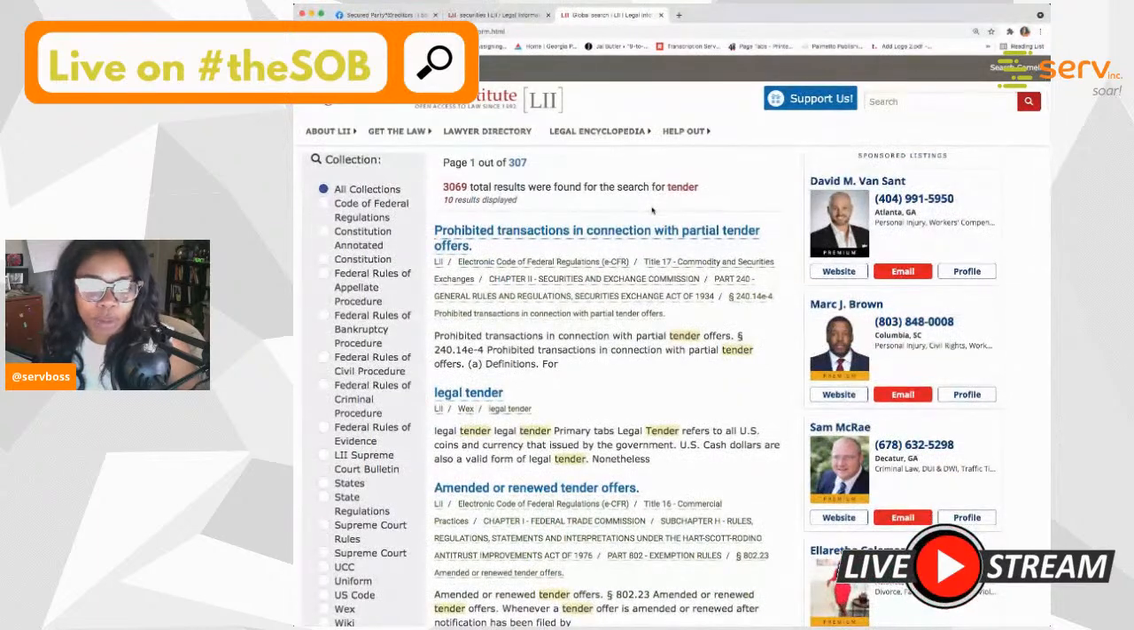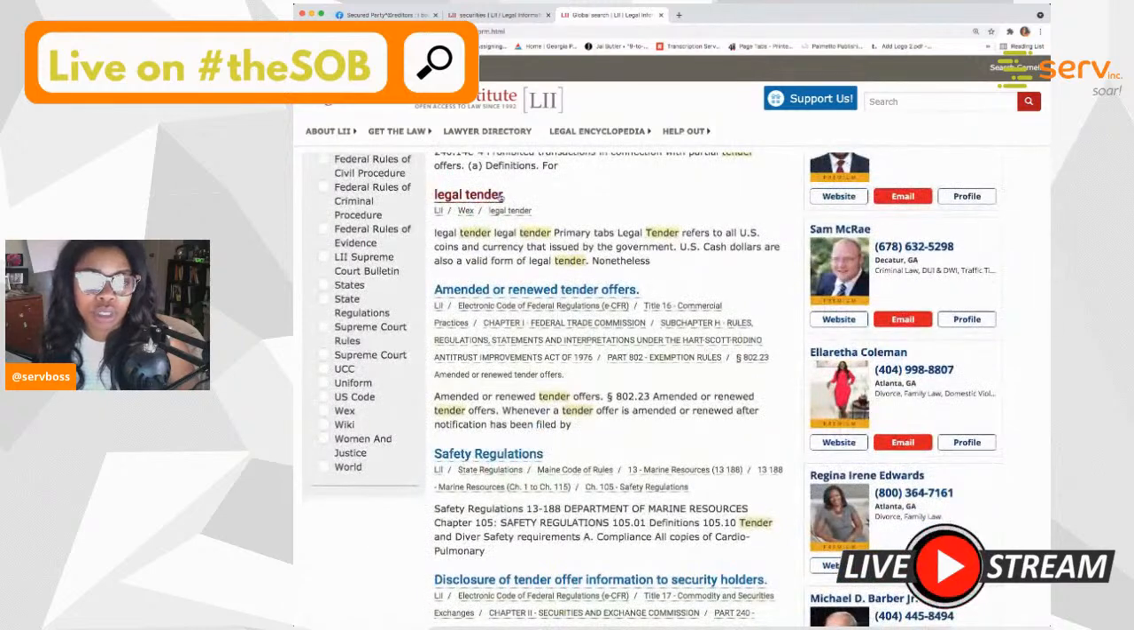So it says prohibited transactions in connection with partial tender offers. We don't necessarily have a direct reference to a tender offer. We only have a reference to tender. Okay, so I'm going to skip this one, especially because it's in this Title 17. It may not be the most applicable definition of tender that we can find. So I'm going to move down to definitions.